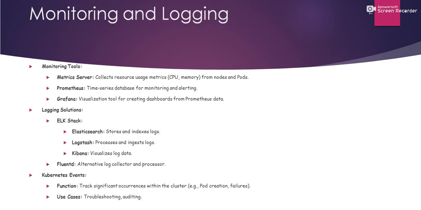Monitoring and logging are crucial for maintaining observability in Kubernetes. Tools like Metrics Server, Prometheus, and Grafana provide insights into resource usage and performance. For centralized logging, solutions like the ELK Stack and Fluentd are widely used. Kubernetes also generates events that track activities, helping with troubleshooting and auditing. This robust ecosystem ensures administrators have full visibility into their cluster's health.